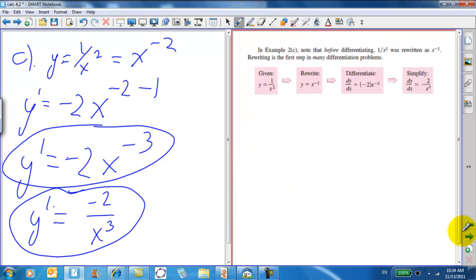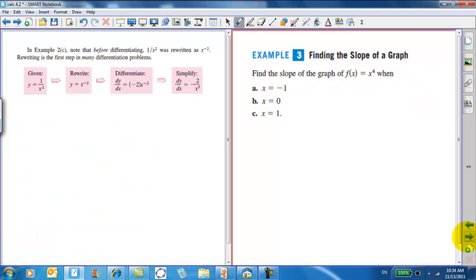Okay, and here's a little about what we talked about. We rewrote 1 over x squared as x to the negative 2. Many times you have to rewrite it before you can differentiate it, to get it as x raised to a power. So keep that in mind when we're doing derivatives.